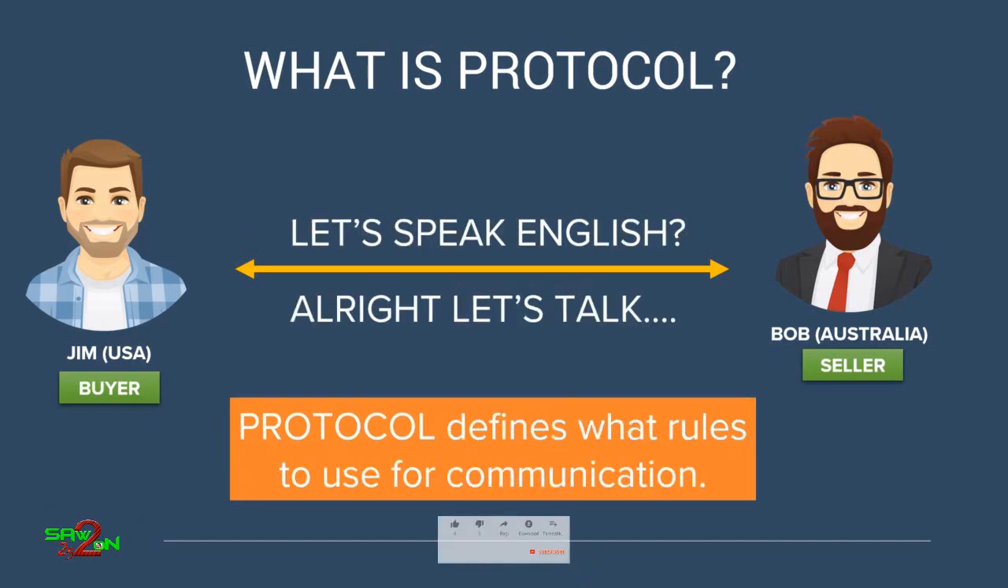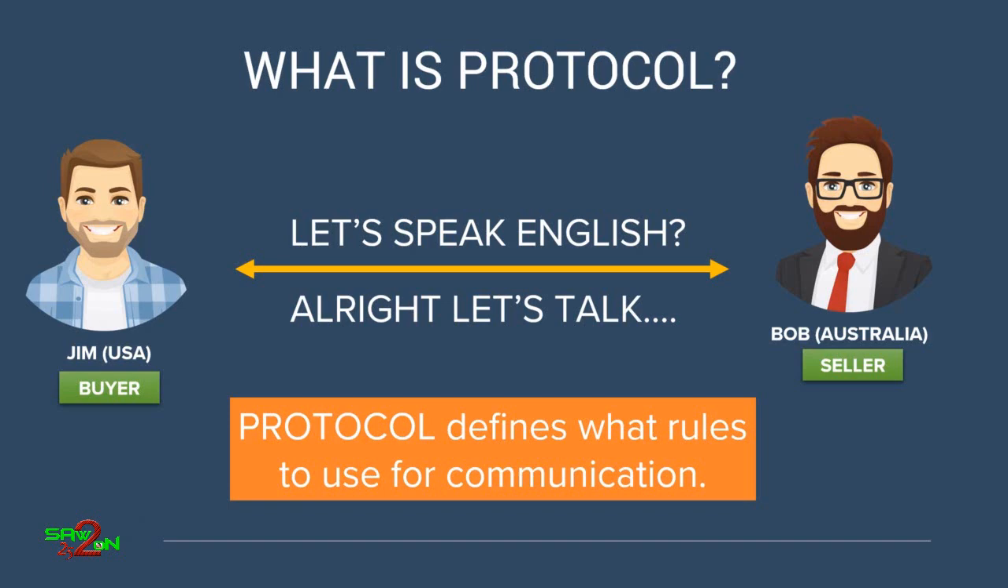If Jim and Bob want to communicate with each other, Jim says, let's speak in English. Then Bob says, all right, let's talk. So the communication gap has been removed. That is the first level of communication, called language communication, right? They agree on a protocol, and the protocol defines what rules to use for that communication. So understand this concept of a protocol. When someone asks what is protocol, it is nothing but a set of rules, the rules using which you establish the communication.